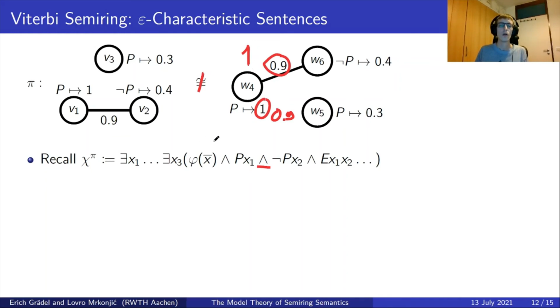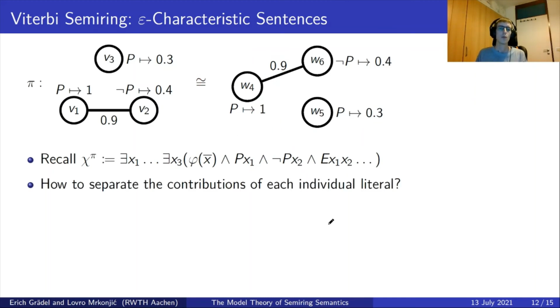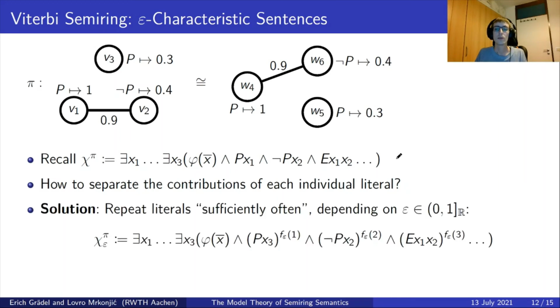So the old characteristic sentences do not work anymore, and this is because we cannot separate the contributions of each individual literal to this product. We solve this problem by repeating each literal a varying amount of times. So we sort them by their value, so this is the smallest one, and we repeat it only once. So we write px3. This is 1.